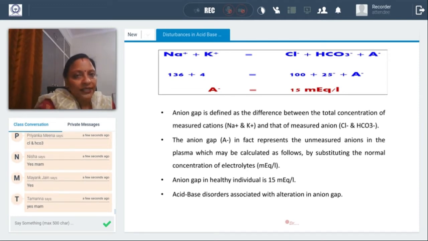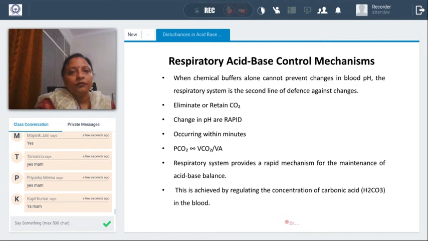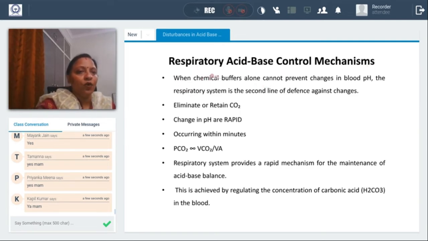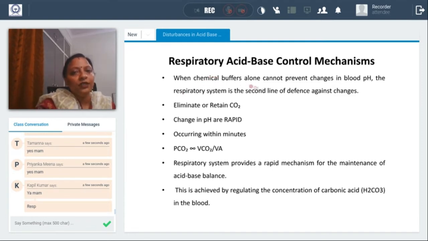Have you understood the acid-base balance, buffer system, and this anion gap? Okay. So the first line of defense is buffer, and the second line of defense is the respiratory acid-base control mechanism, or respiratory regulation. When chemical buffers alone cannot prevent changes in blood pH, the respiratory system is the second line of defense against changes.